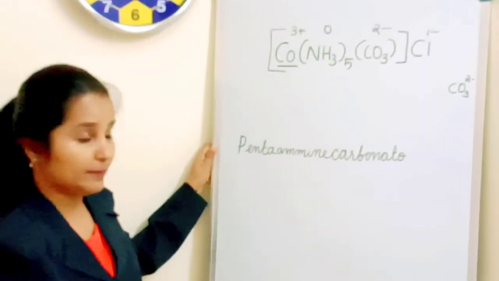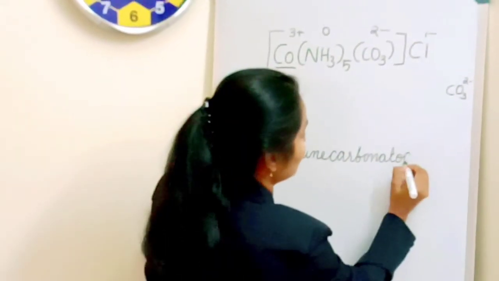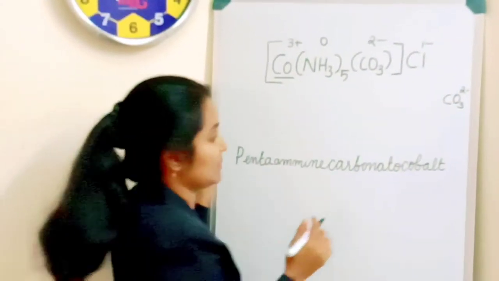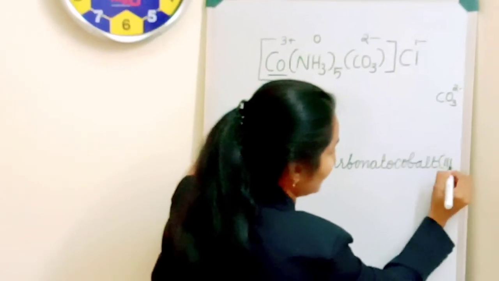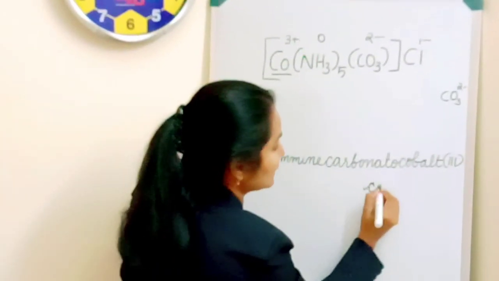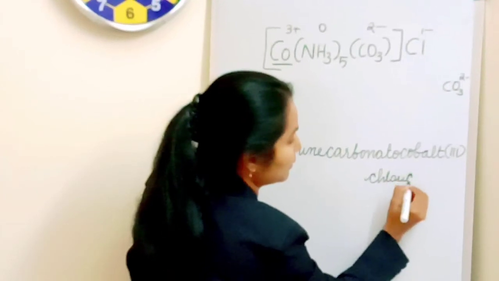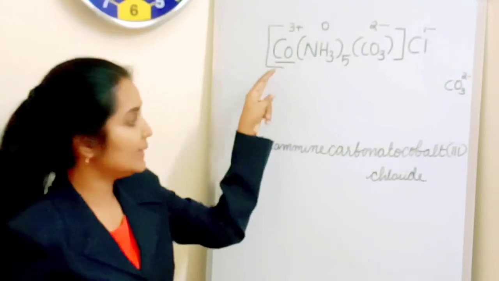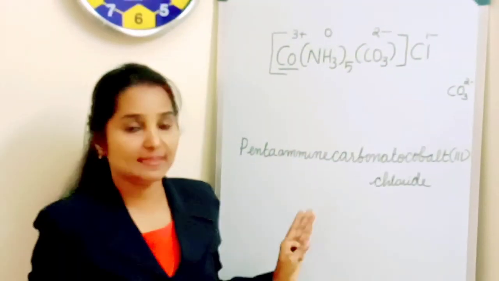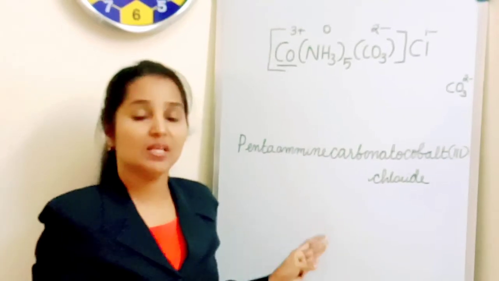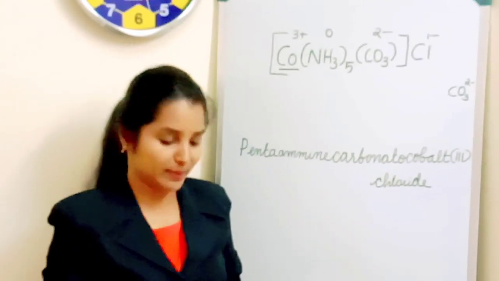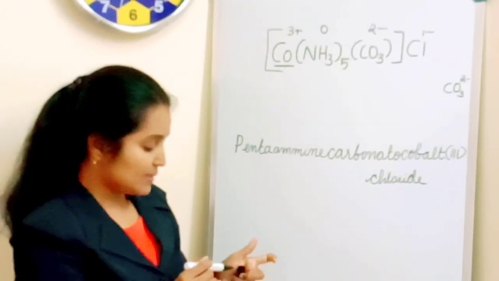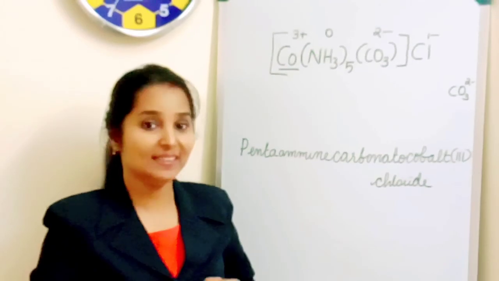Then the central metal ion is cobalt. Its oxidation state is 3, cobalt(III). Chloride is the counter ion. So pentaamminecarbonatocobalt(III) chloride. That is the name of this particular coordination compound. So it's very easy for you to name the coordination entity. So this is the end of our session today. We'll see you again. Thank you.